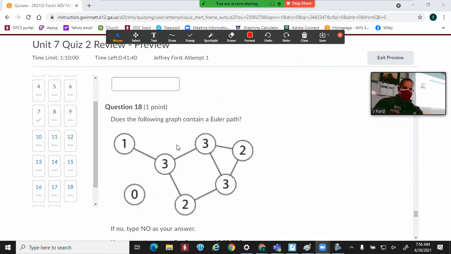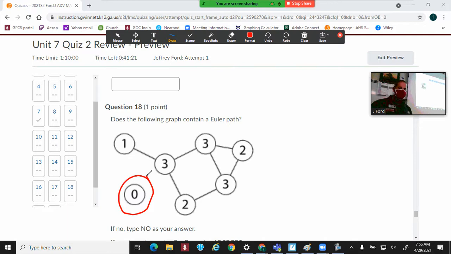All right, question number 18. Does the following contain an Euler path? I'll go ahead and tell you the answer is no. The reason I can tell you why the answer is no is because of one thing, vertex 0. Vertex 0 is not even connected to the graph. All right, this is not even a connected graph. So because of the fact that there's not a connected graph, I know it's not going to work.